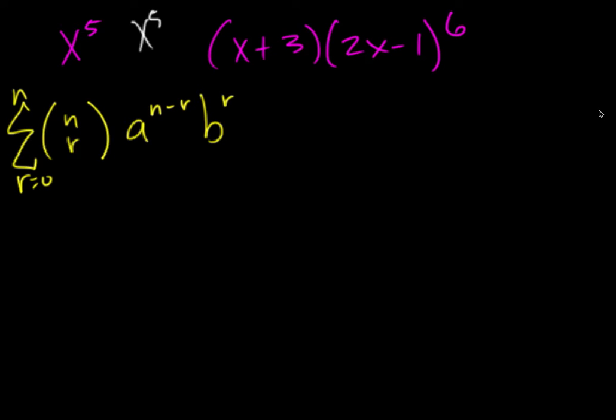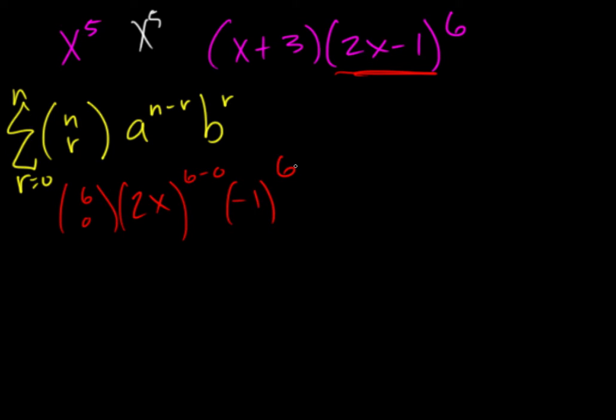Hey math kids, we're going to use the binomial theorem to figure out the x to the fifth coefficient in this situation. So what we're going to do first is just expand this part. And so our r is going to be 0 and our n is going to be 6 on the first one. So it's going to be 6 choose 0, 2 to the x, or 2x, raised to the 6 minus 0, and then negative 1 raised to the 0 for that first one.